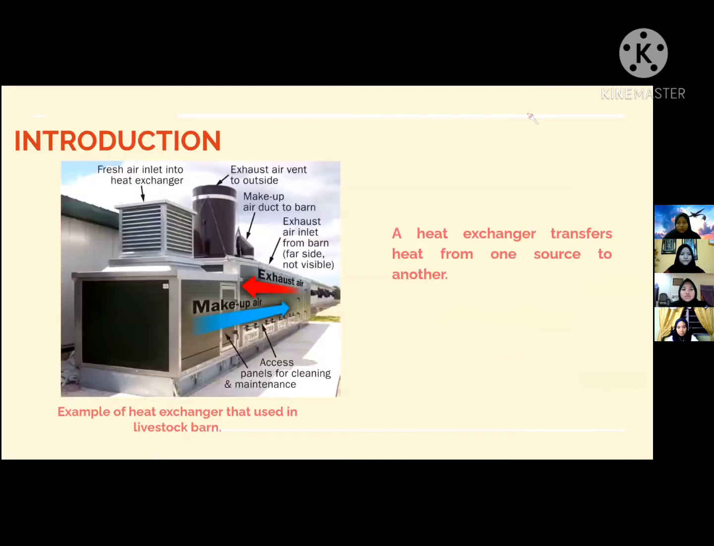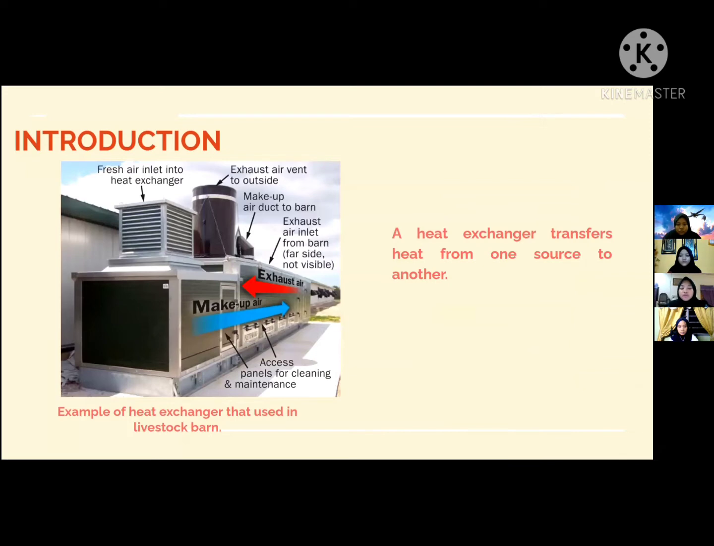Okay, we start with the introduction. As you can see in this slide, this is an example of a heat exchanger used in the livestock barn. Basically, a heat exchanger transfers heat from one source to another. Before that, I will explain the heat exchanger a little bit.